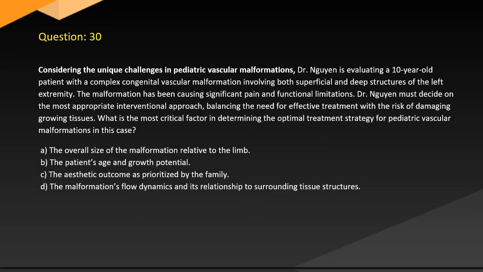Question 30. Considering the unique challenges in pediatric vascular malformations, Dr. Nguyen is evaluating a 10-year-old patient with a complex congenital vascular malformation involving both superficial and deep structures of the left extremity. The malformation has been causing significant pain and functional limitations. Dr. Nguyen must decide on the most appropriate interventional approach, balancing the need for effective treatment with the risk of damaging growing tissues. What is the most critical factor in determining the optimal treatment strategy for pediatric vascular malformations in this case? A. The overall size of the malformation relative to the limb.